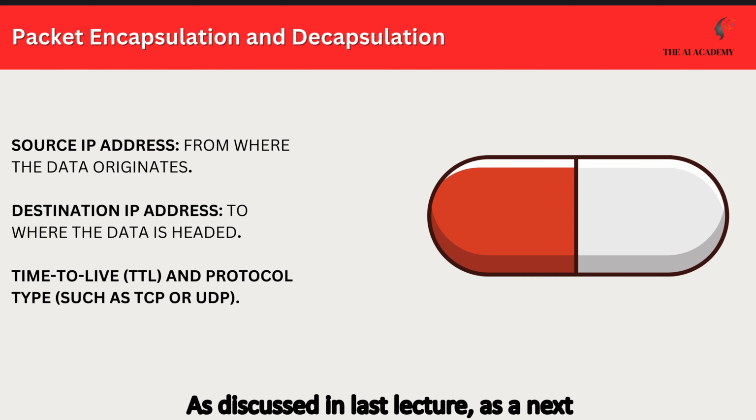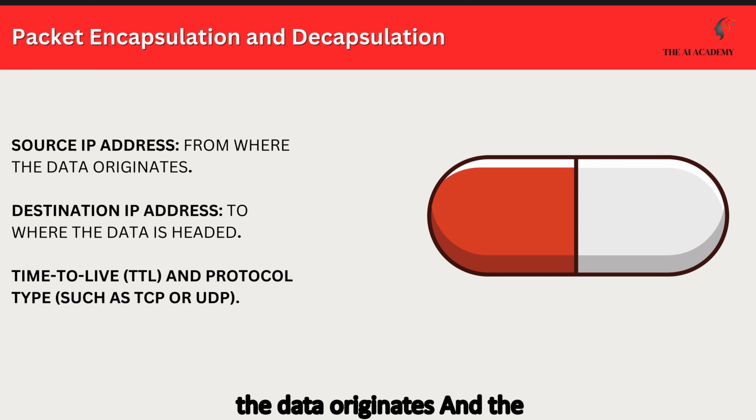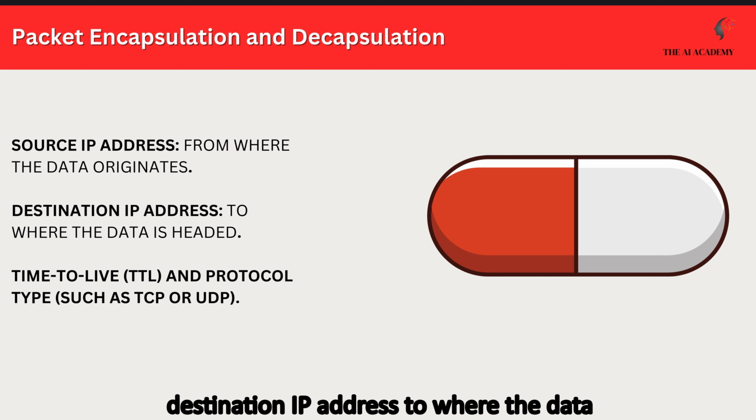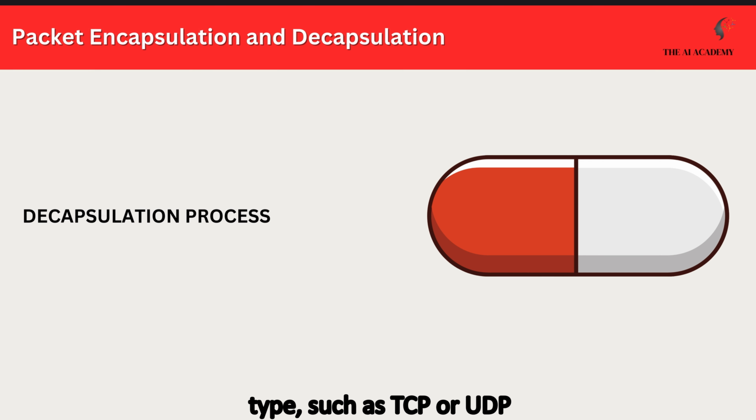As discussed in the last lecture, as a next step the packet encapsulation and decapsulation is performed. The encapsulation occurs when data from higher layers is wrapped with headers specific to the Internet layer. The Internet layer adds the IP header, which includes the source IP address from where the data originates, the destination IP address to where the data is headed, and other metadata like time to live, TTL, and protocol type, such as TCP or UDP.